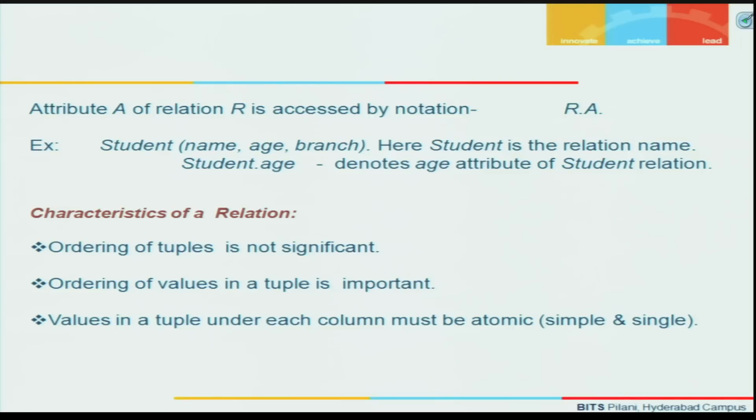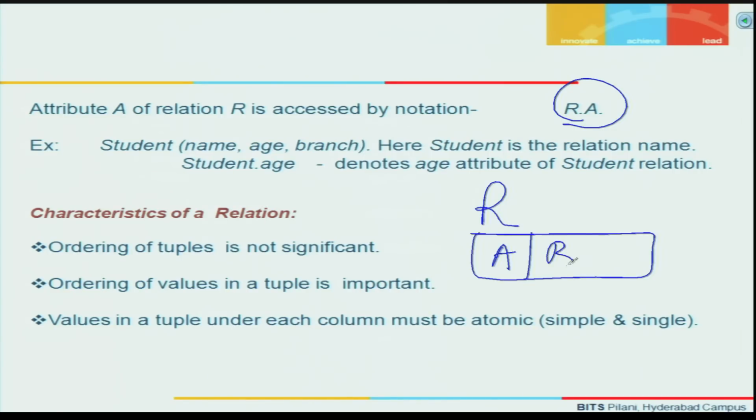Attribute A of a relation R is accessed by the notation called dot notation. Let us assume that there is a relation called R which has attributes A, B and C, and I want to refer to the attribute A of relation R. How can I do that? Using the dot notation. If I say R dot A, it indicates the attribute A of relation R.